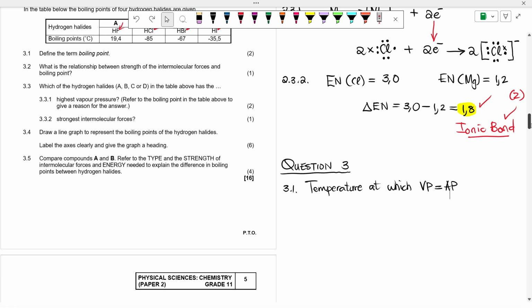3.2, what is the relationship between strength of intermolecular forces and boiling point? For 1 mark. So one statement that connects what happens with intermolecular forces and how it affects boiling point is basically the question. Don't let me answer it for you guys. Come on. Say what you think.